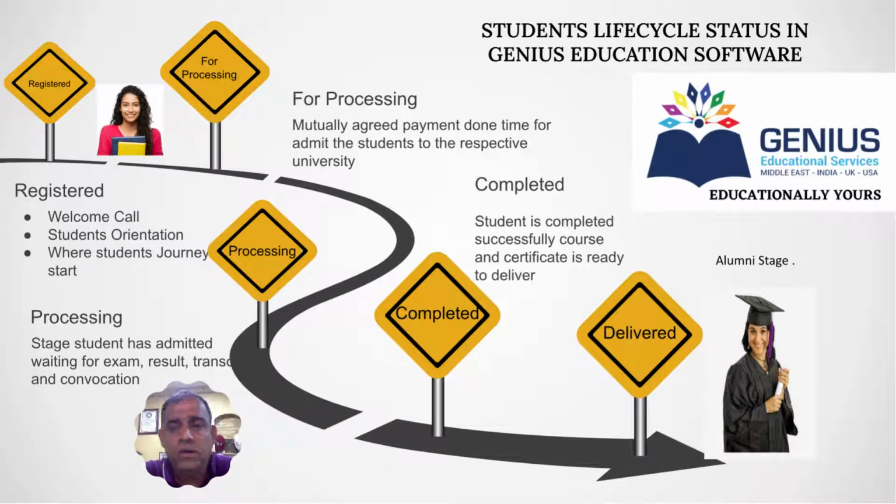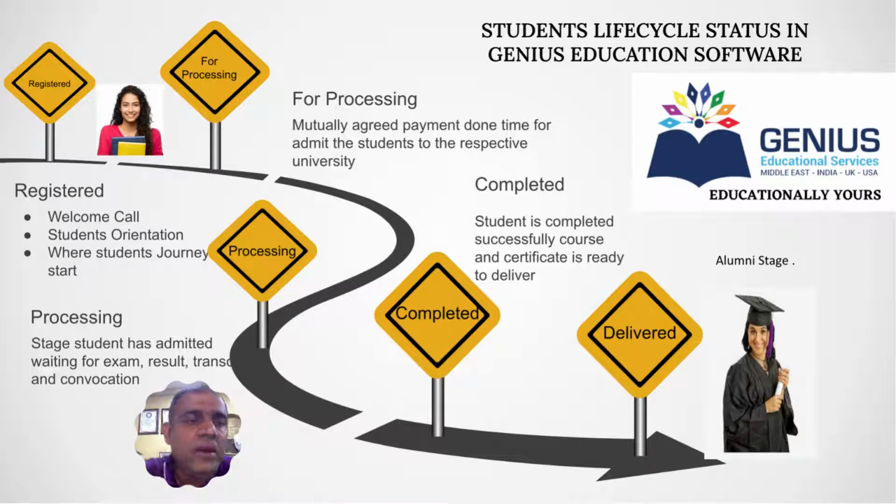How can we give our Genius Education students better quality support services? How do we make the student support service function in a very effective manner? You can see from the screen there is a five-step process. The first step is registered, then the second is for processing. The third step is processing. Fourth is completed and delivered. These are the five steps. Let us go into a little more detail, then we'll dissect further.